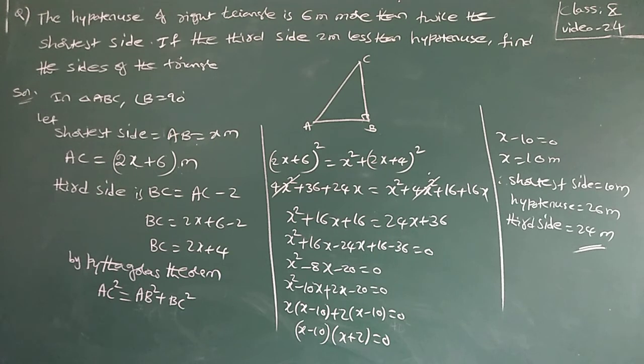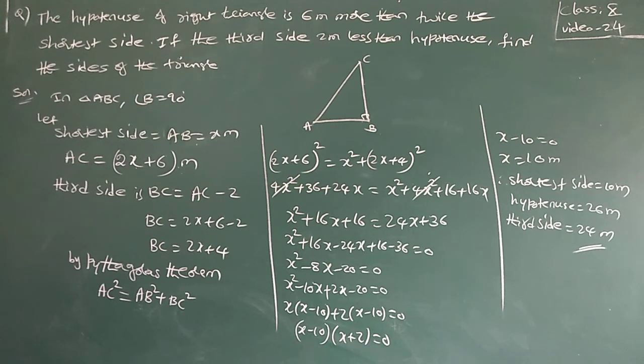So x square, all take to the left side: x square plus 16x minus 24x plus 16 minus 36 equals 0. X square minus 8x minus 20 is equal to 0. 10 twos are 20, minus 10 plus 2 is minus 8. So x square minus 10x plus 2x minus 20 is equal to 0. X common, x minus 10, plus 2 common, x minus 10. X minus 10 into x plus 2 is equal to 0.